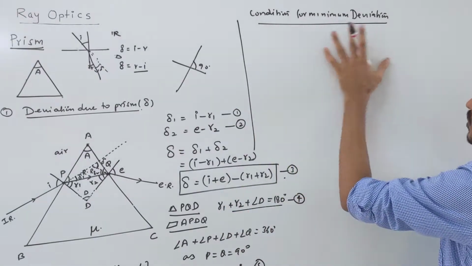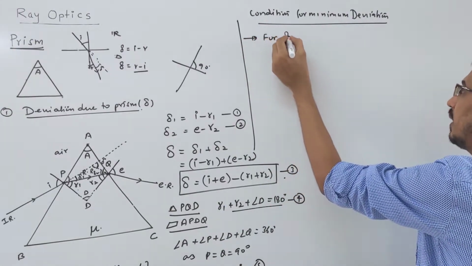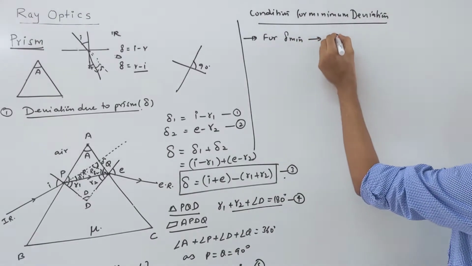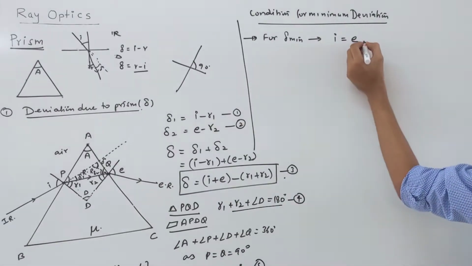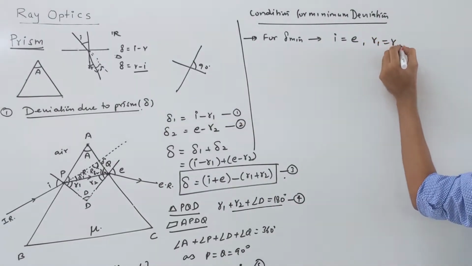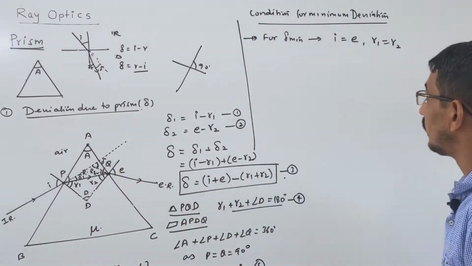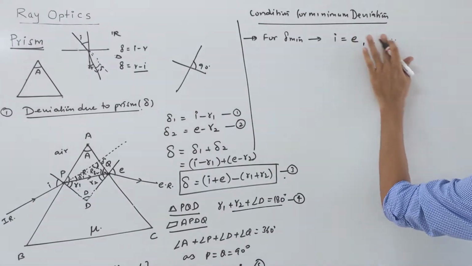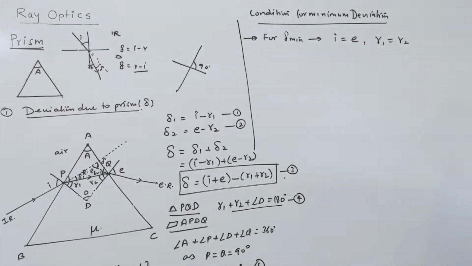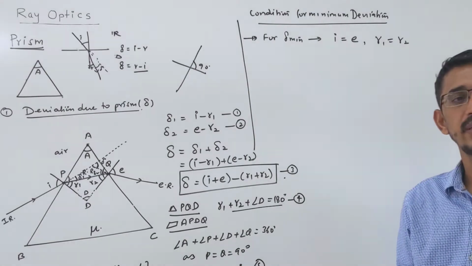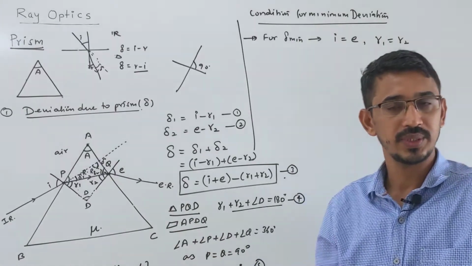What's the condition? Actually this comes from theoretical results, that you have to remember. So what is the condition for minimum deviation? For del minimum, you want to get minimum deviation, your angle of incidence should be equal to the angle of emergence. And the angle of refraction R1 should be equal to the angle of second refraction R2. R1 is equal to R2, I should be equal to E. These are the conditions. So for minimum deviation, the angle of incidence and angle of emergence should be equal in magnitude, and R1 should be equal to R2. This condition should be applied.